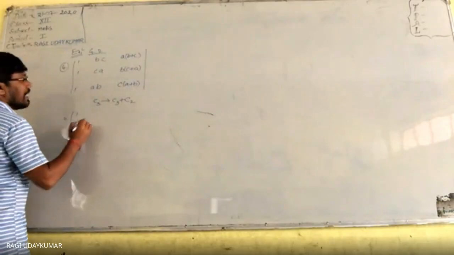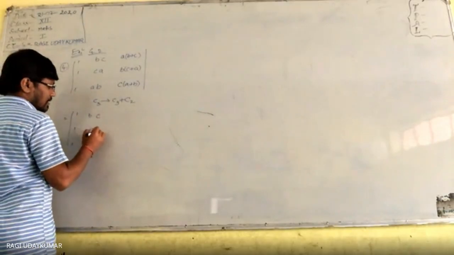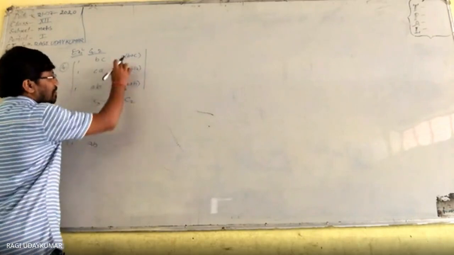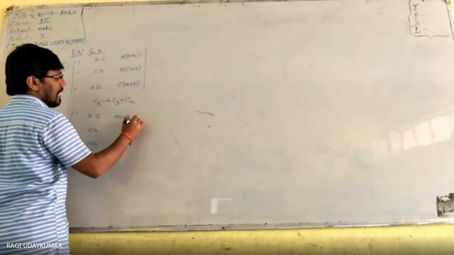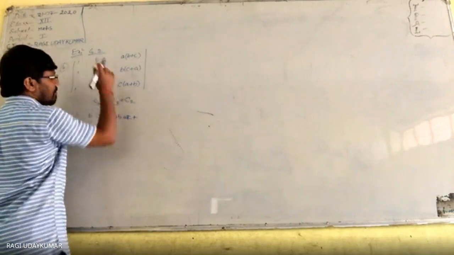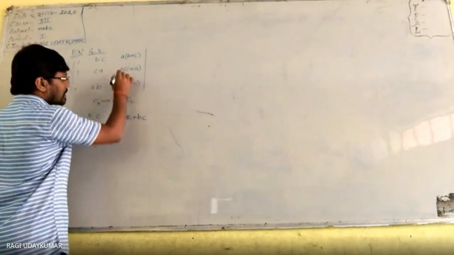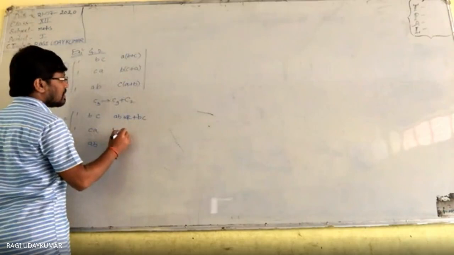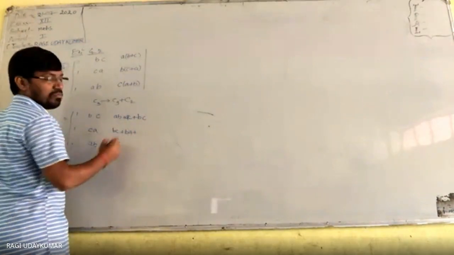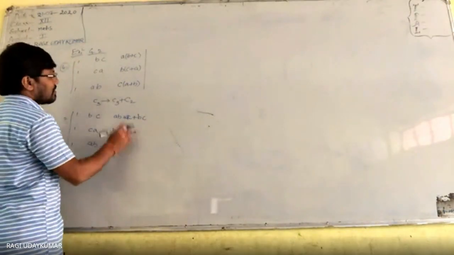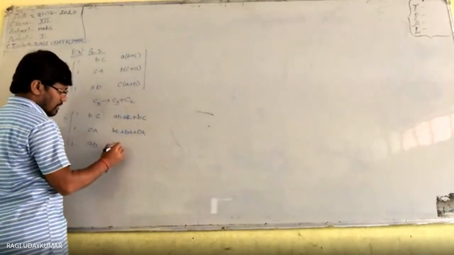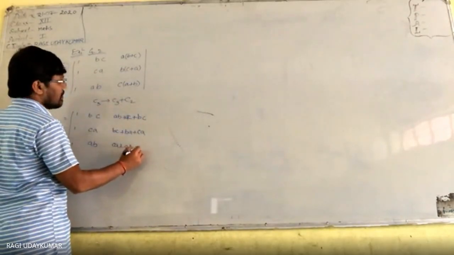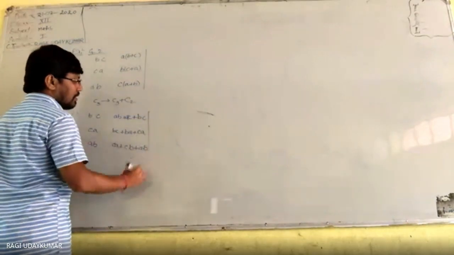1, 1, 1, A as it is. This is BC, CA, AB, and I am multiplying this: AB plus AC. And what we have to do? This one we have to add BC. Next I am multiplying B: BC plus BA, BC plus BA plus CA. Now if you see this one, CA plus CB plus AB.